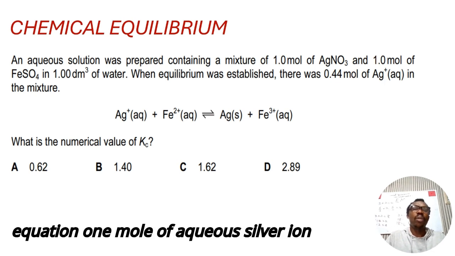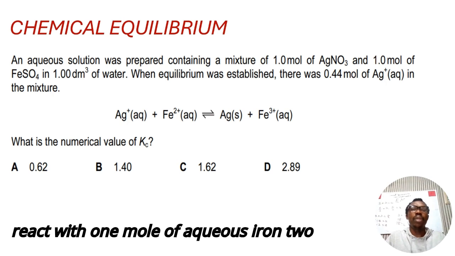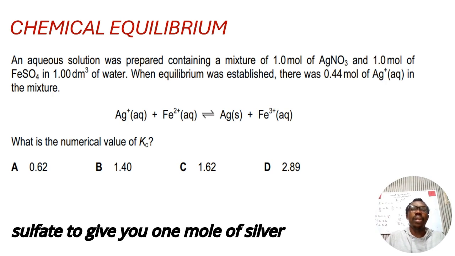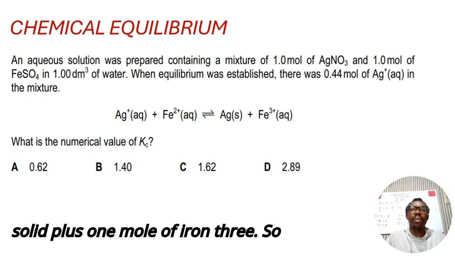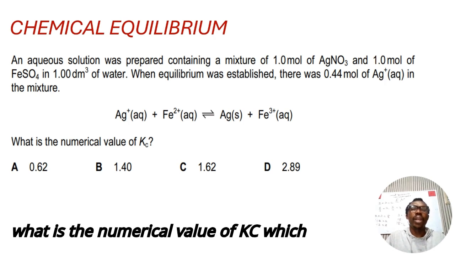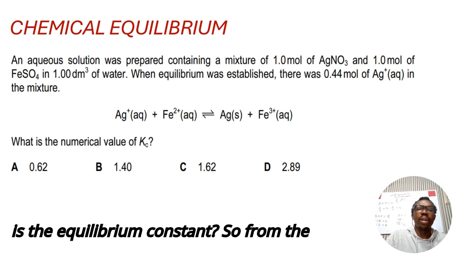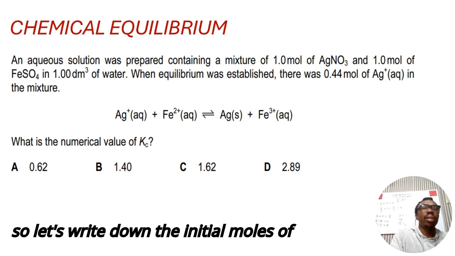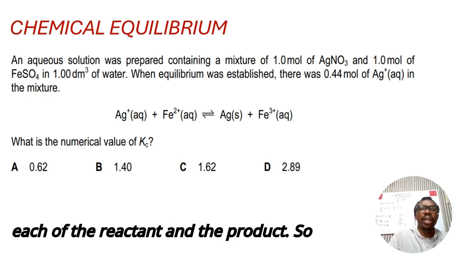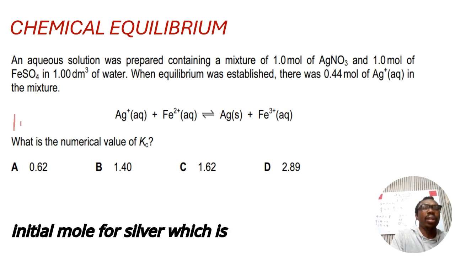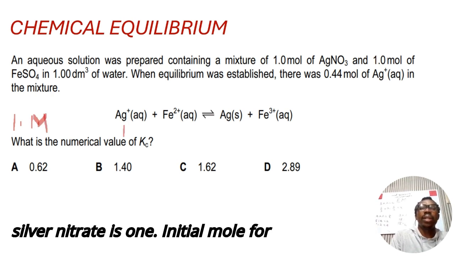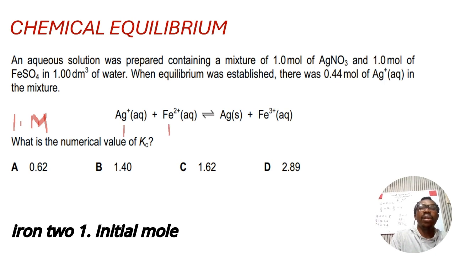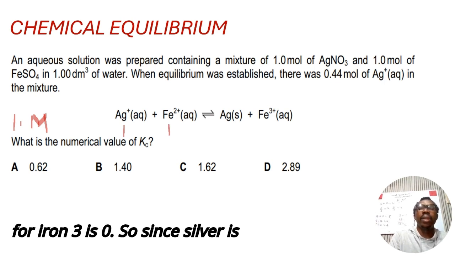Now the equation: 1 mole of aqueous silver ion reacts with 1 mole of aqueous iron 2 sulfate to give you 1 mole of silver solid plus 1 mole of iron 3. So what is the numerical value of Kc, which is the equilibrium constant? From the question, we are given the initial moles. So let's write down the initial moles of each of the reactant and the product. Initial mole for silver, which is silver nitrate, is 1. Initial mole for iron 2 is 1. Initial mole for iron 3 is 0.